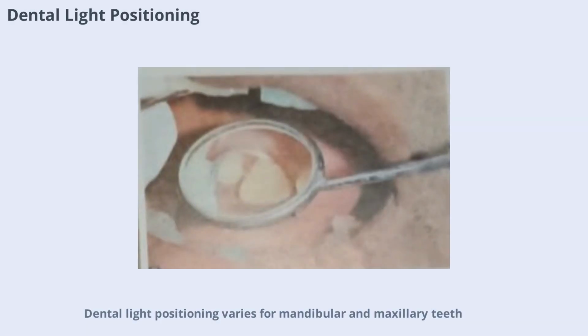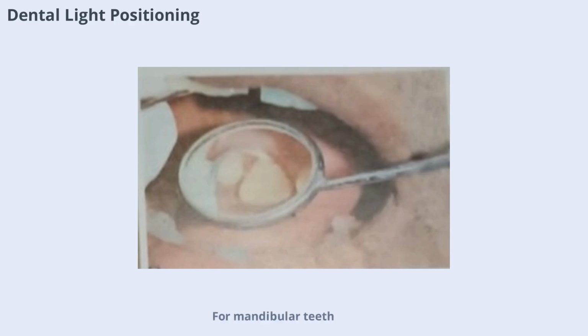Dental light positioning varies for mandibular and maxillary teeth. For mandibular teeth, position the light directly above the patient's head, shining directly down into the mouth. For maxillary teeth, place the light above the patient's chest and tilt it to shine into the mouth at an angle. Proper light positioning ensures optimal illumination and visibility during treatment.